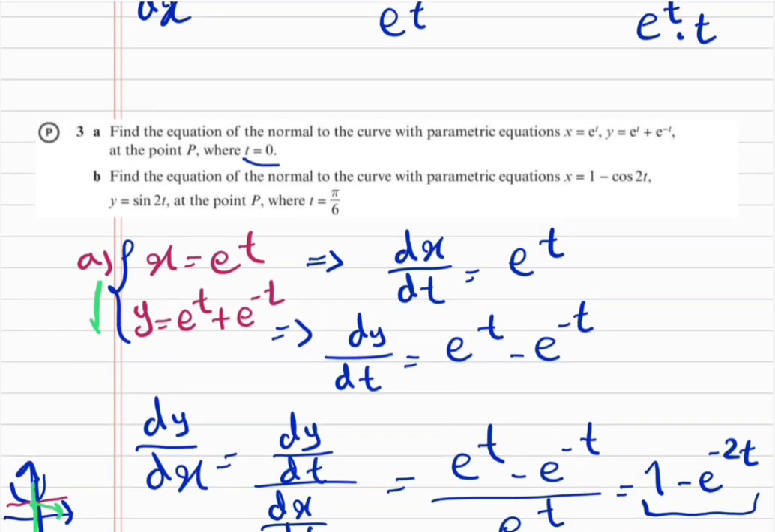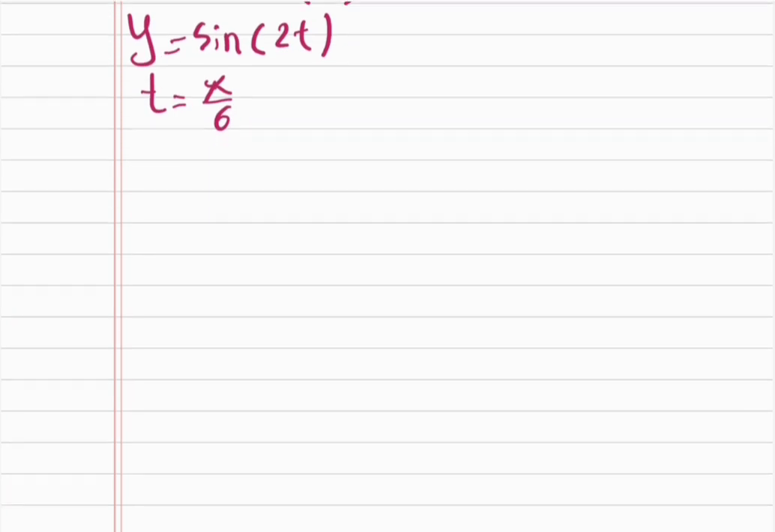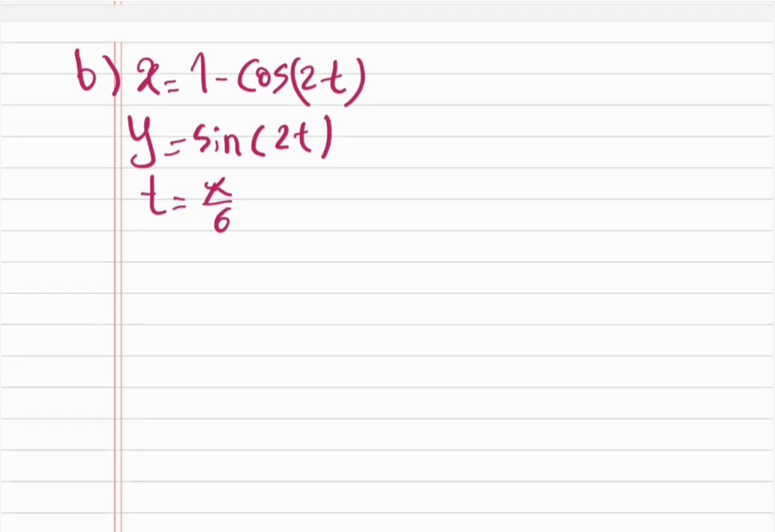So part B is basically the same thing but with different equations. So the equations of x and y are as the following. So x is 1 minus cos 2t and y is equal to sine 2t. So we want to find the equation of the normal at the point P when t is equal to pi over 6. So the approach is very similar, and we find dx dt first.